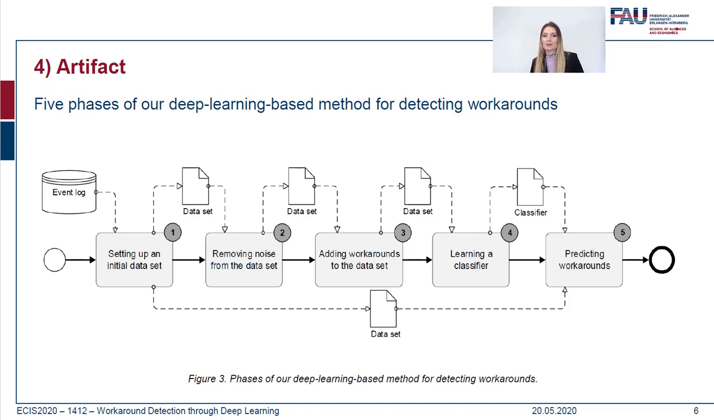In the third phase, workaround variations from a defined set of workaround types are randomly added to the existing process instances that are contained in the dataset. In this next phase, a classifier is learned by using a convolutional neural network. The classifier shall map the process instance to a workaround class. Finally, the learned classifier is applied on a left-out subset of the initial dataset, in which noisy data has not been removed. And how this exactly works will be explained by my colleague Sven.